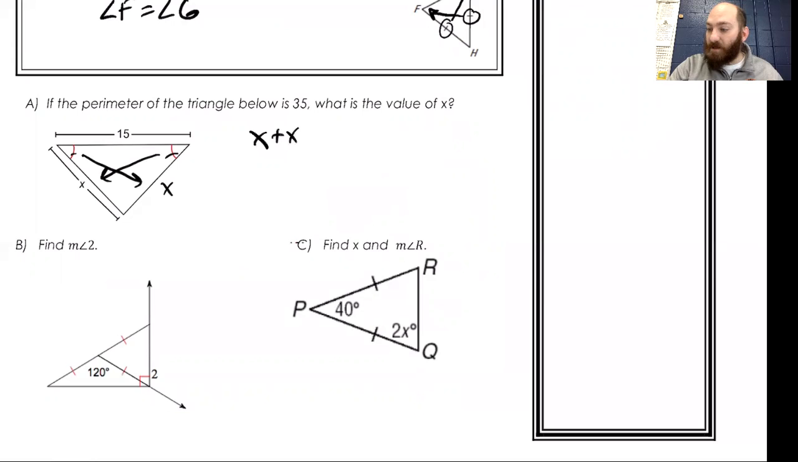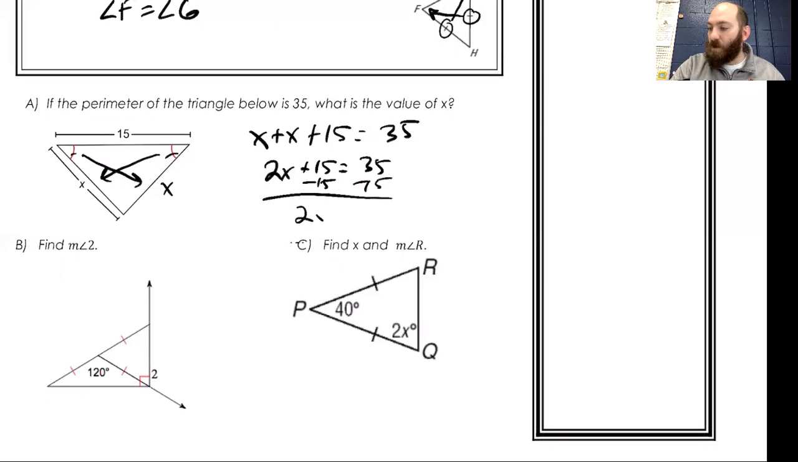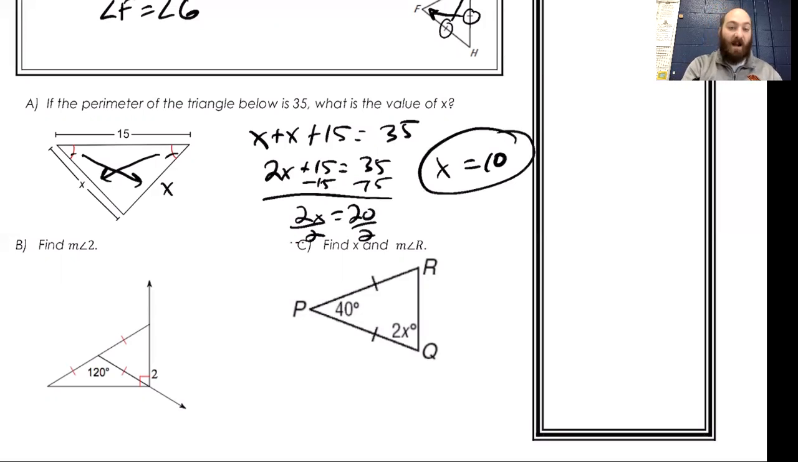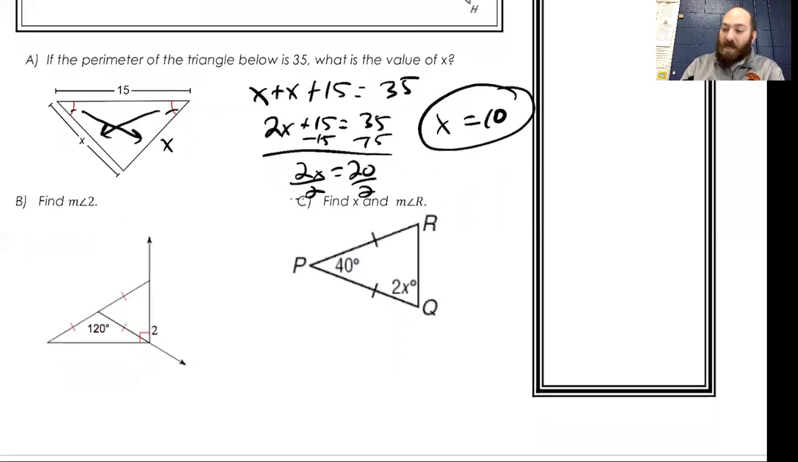X plus X plus 15 adds up to 35. So X plus X is 2X plus 15 equals 35. Subtract 15 over, so that 2X is equal to 20. Then I'll finish up by dividing by 2, so I get X equals 10 as my final answer. That's all it is. We're applying these properties of isosceles triangles, and it has to do with those opposite angles being congruent to each other.